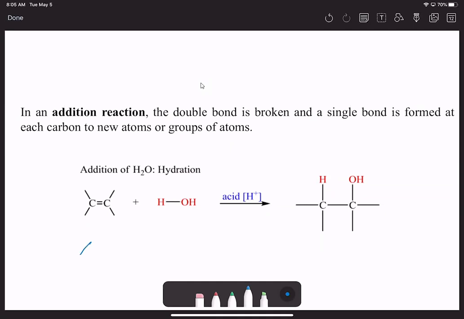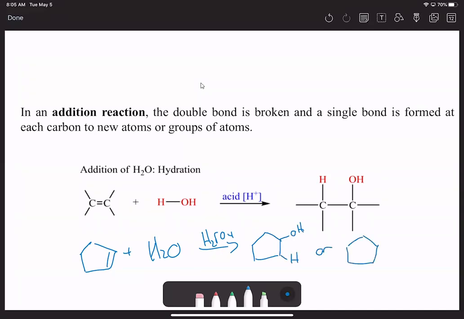as long as we have an alkene, so here's an alkene, cyclopentene, plus we add some water to that, some acid, we'll use sulfuric acid. We're going to break that double bond, and where we had that double bond is where we're going to add our water. So we can either have it this way, or we can have it this way. And if you don't want to put the hydrogens in, it's not required, because we're using the geometric formula.